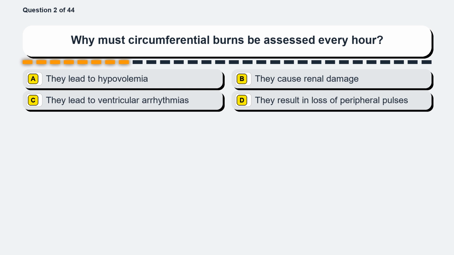Question 2. Why must circumferential burns be assessed every hour? Option A. They lead to hypovolemia. Option B. They cause renal damage. Option C. They lead to ventricular arrhythmias. Option D. They result in loss of peripheral pulses.